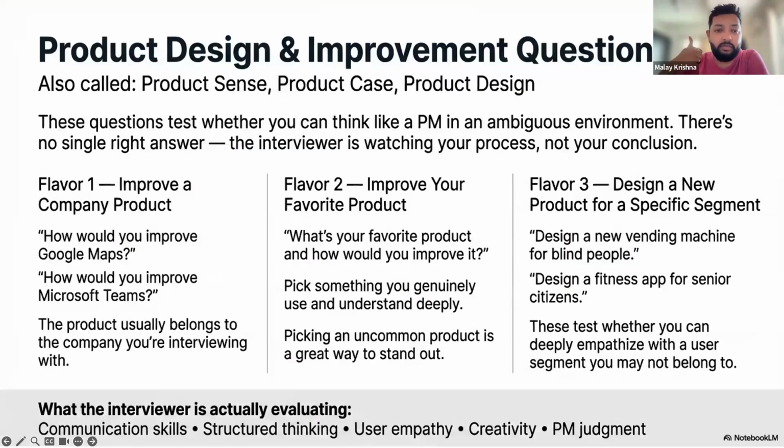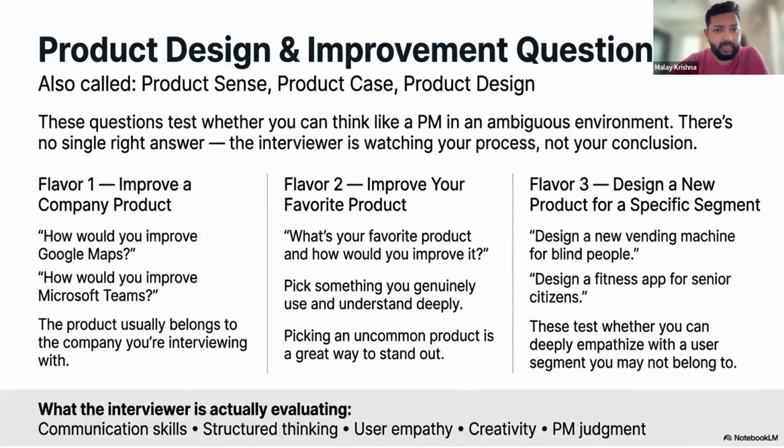Flavor one is improving a company product. So, how would you improve Google Maps? How would you improve Microsoft Teams? The product usually belongs to the company you're interviewing with. So, let's say you're interviewing with Razorpay, then how will you improve a payment flow at Razorpay, right? If you're interviewing at Zoho, how will you maybe improve one of their products, maybe their CRM or sales or whatever.